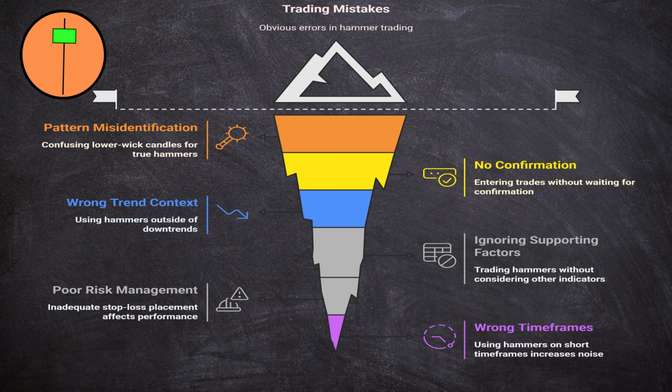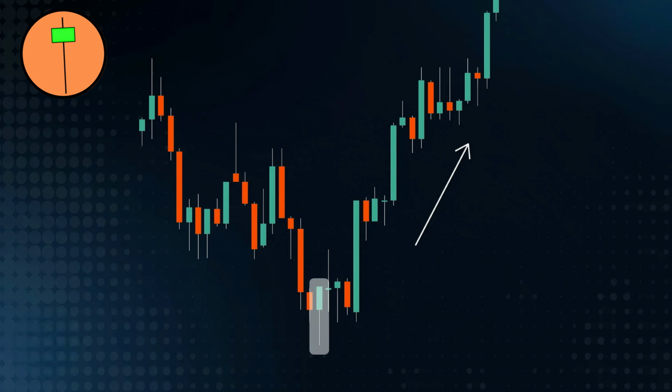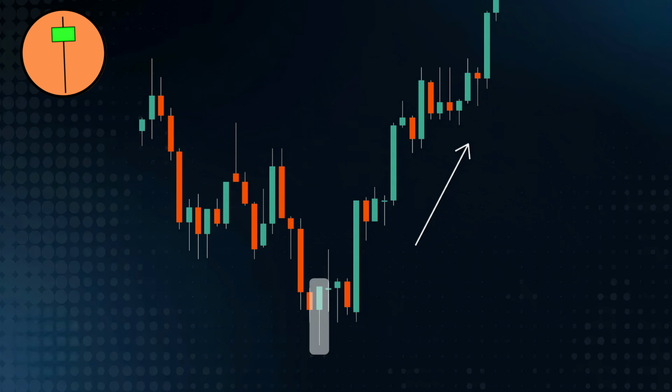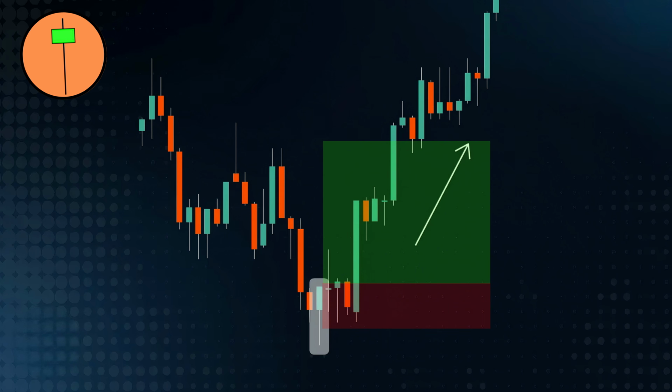Let's watch the hammer in action. You want to only trade true hammers on higher time frames in a clear downtrend and ideally at a support zone. Wait for the next candle to close above the hammer's high before entering. Look for backing from volume or indicators like RSI or moving averages, and always place your stop just below the hammer's low with a defined risk-reward target. This ensures proper pattern ID, trend context, confirmation, confluence, and risk management all in one setup.